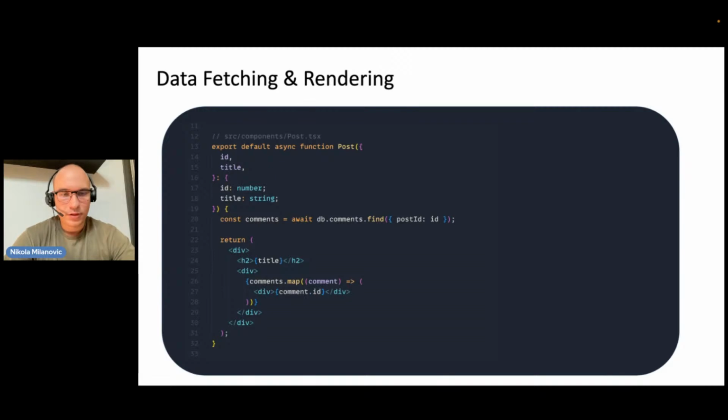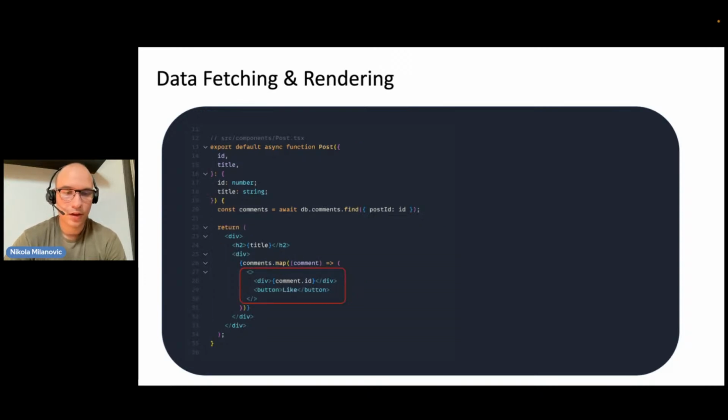So the post is also async, and we also fetch the comments here. And what we do is just render out the comments. And so you can think, if we wanted to add maybe a button here to like the comment or whatever, we can add a button. But you have to remember that we can't attach handlers to buttons in a server component. So that's the issue here. Like this would work, but it would not allow you to attach any handlers to it.